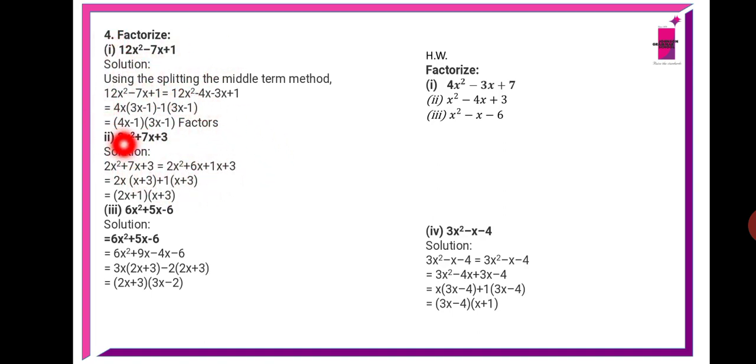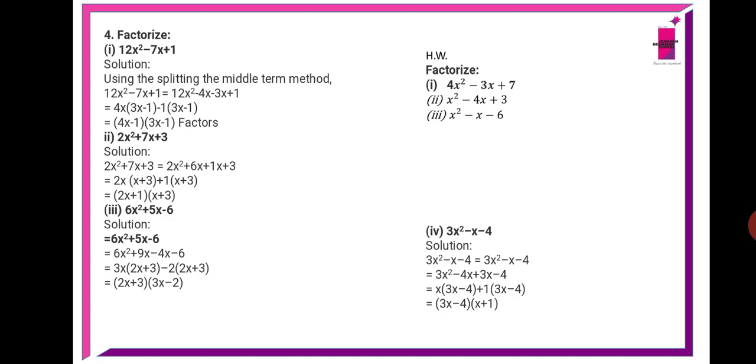Similarly, you are going to factorize 2x square plus 7x plus 3. You multiply 2 into 3, which is 6. The factors of 6 are 1 into 6 and 2 into 3. 1 and 6 are suitable here because 1 plus 6 equals 7. If you split the middle term, you get 2x square plus 6x plus 1x plus 3. 2x is common in the first two terms and 1 is common in the next two terms. If you rearrange, you get 2x plus 1 into x plus 3.